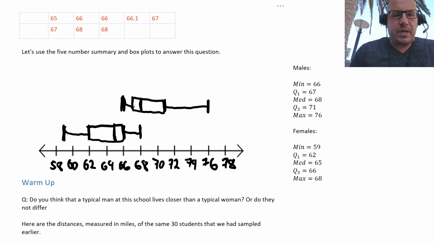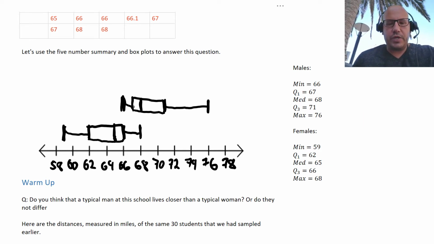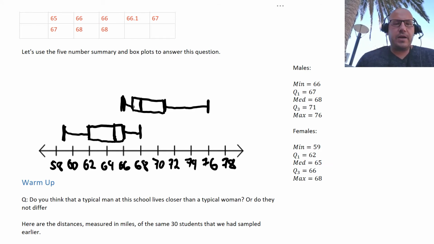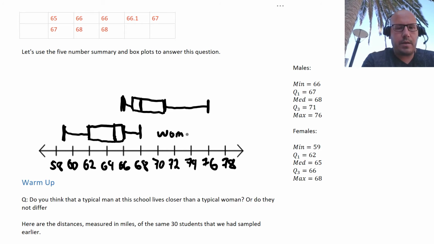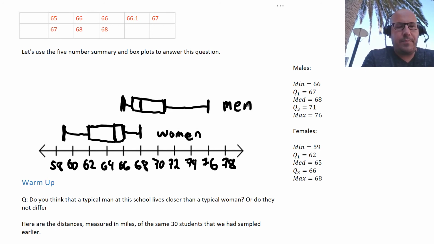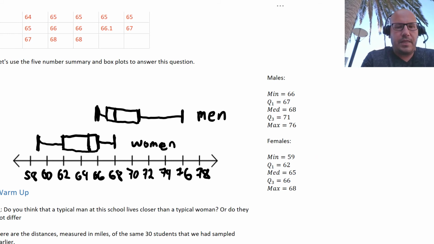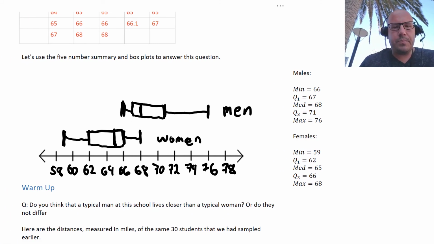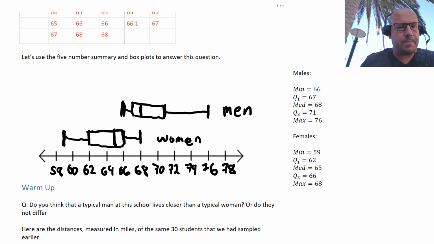Now looking at these, I think I'm ready to answer the question we had. If you look over here, a typical woman, and I should probably label that woman, and then men. A typical woman has a height between about 62 up to 66, whereas a typical man has a height between 67 to 71. Being that there's very little to no overlap between those two, I think it's fairly easy to say that, at least for this sample, men are taller than women.